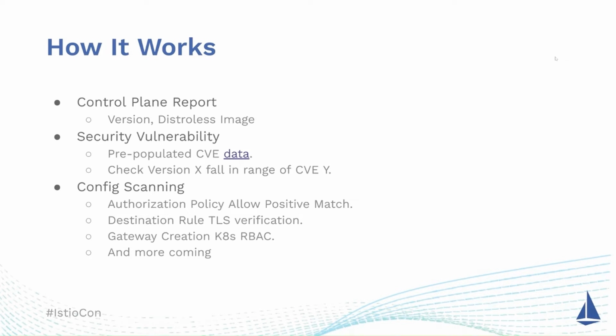Last but not least, the configuration scanning part. Just as mentioned, there are all kinds of configuration pattern suggestions from Istio: authorization policy, destination rule, gateway, and so on and so forth. We implement all those things and do the check for you.